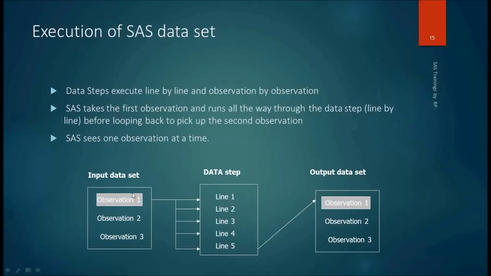If you see the example in here, there is an input data set and there is a program, a 5 line program present in a data step. So when you run your code, SAS takes the first observation from the input data set and runs the 5 lines, and it will output to the output data set observation by observation. Which means SAS cannot read all the observations in the input data set at a time.